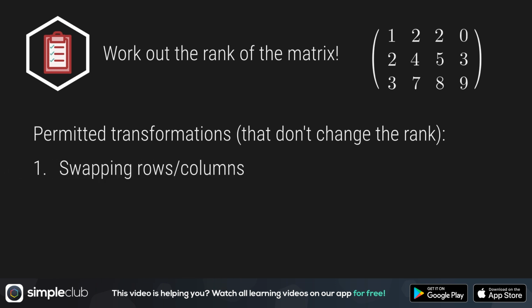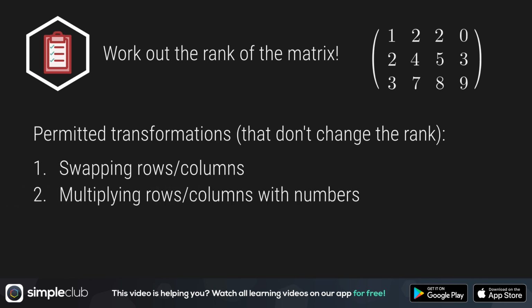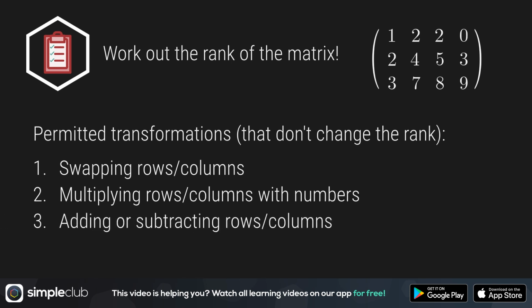You may swap rows or columns. You can also multiply rows or columns with numbers. And you can add rows or columns together or subtract them from one another. Therefore, you can also add multiples of a row or column to another, which is just a combination of the other things.